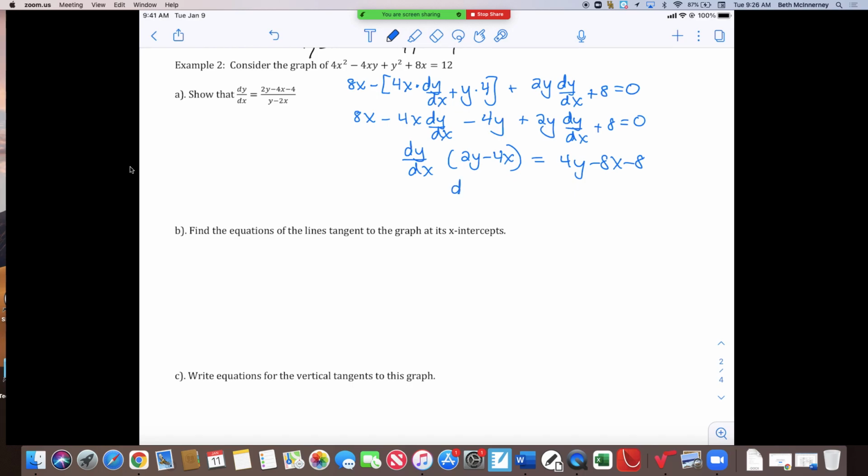All right, now I'm going to divide both sides and get 4y minus 8x minus 8 over 2y minus 4x. Now you can divide by a common factor of 2. You could have divided it out up here. That would be okay if you did it sooner. That's okay. All right, any questions on the implicit differentiation?